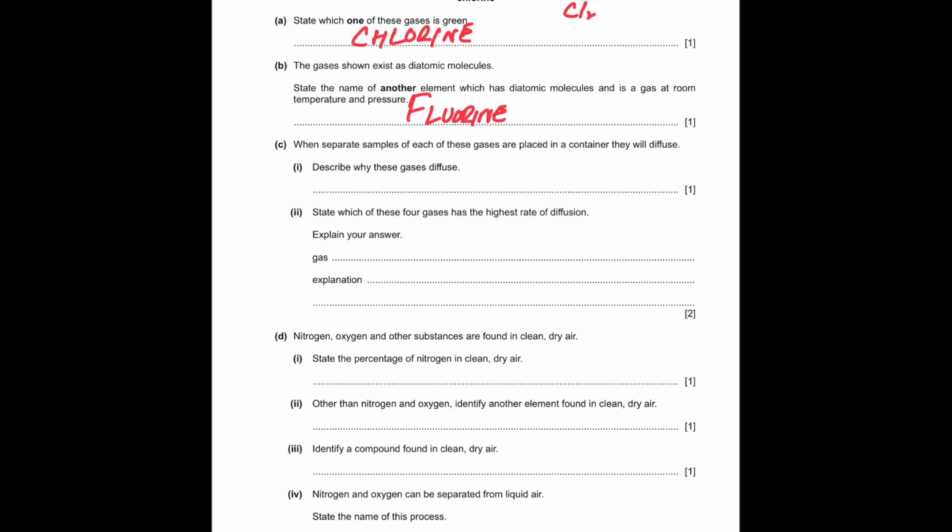So when a separate sample of each of these gases is placed in a container, they will diffuse. Describe why these gases diffuse. Because of constant random motion, they will diffuse.